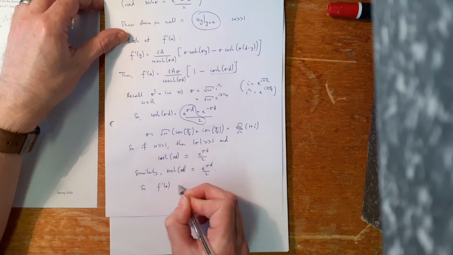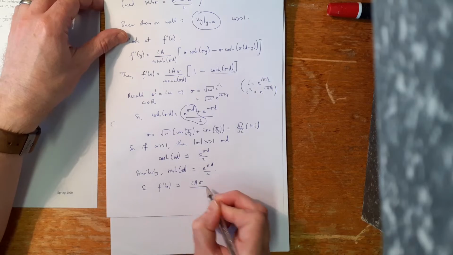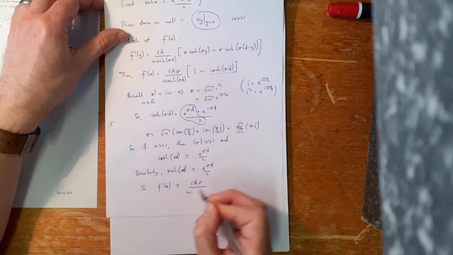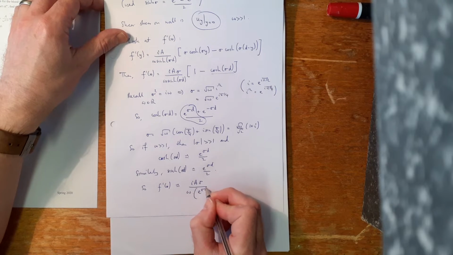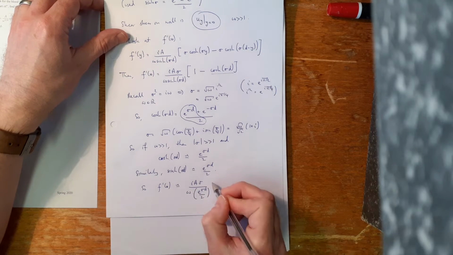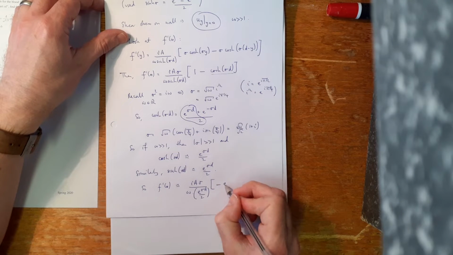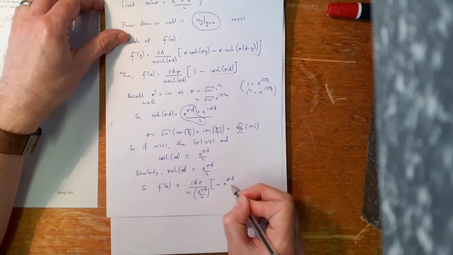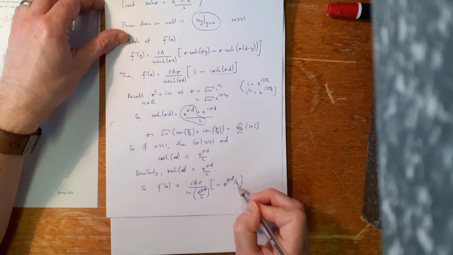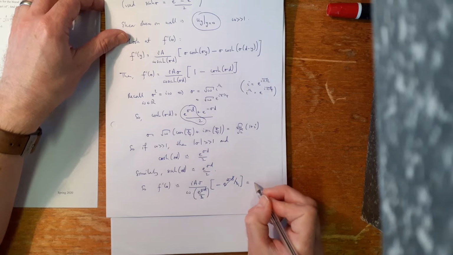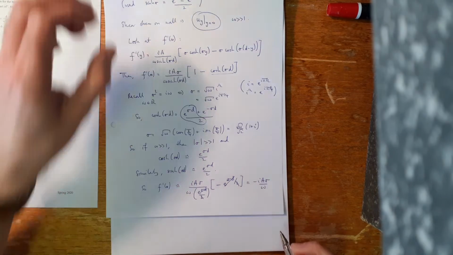So f dash of naught is approximately i a sigma divided by omega times sinh sigma d, but sinh sigma d we can replace with e to the sigma d divided by 2, multiplied by, in the square bracket, ignore the 1, and then cosh is e to the sigma d divided by 2. And then these e to the sigma d's cancel, and so do the 2's. So this is equal to minus i a sigma over omega.